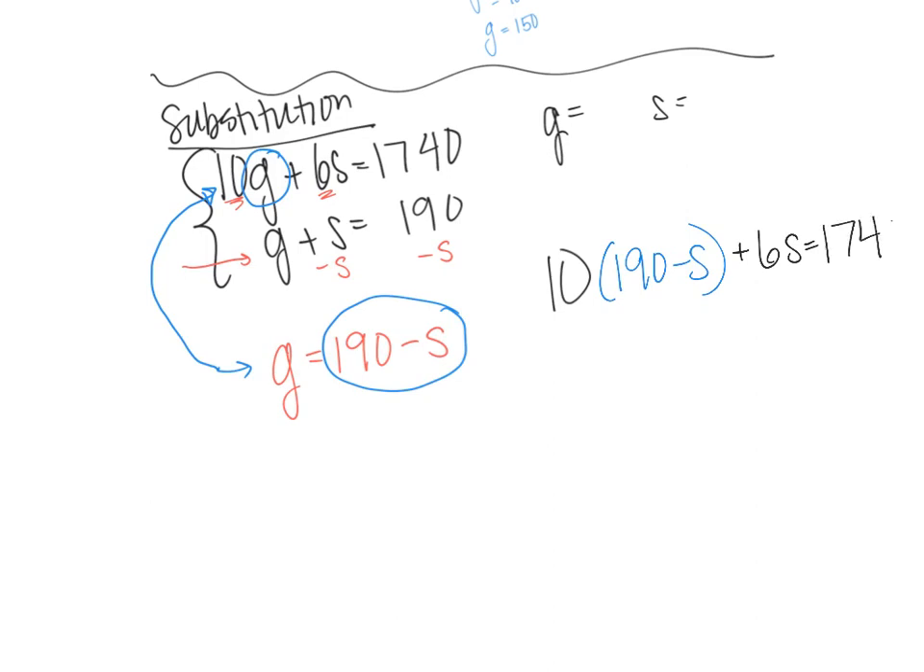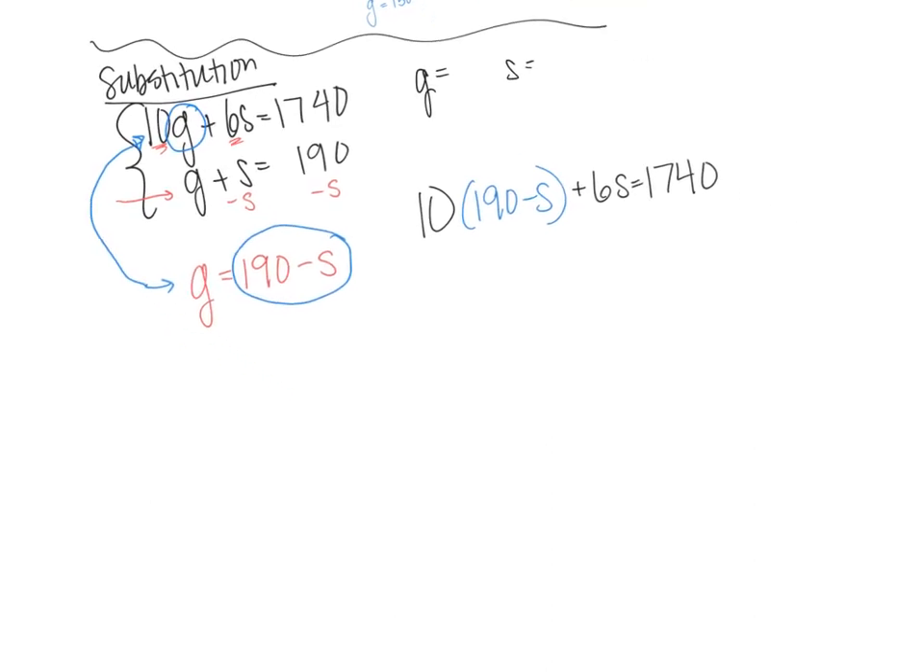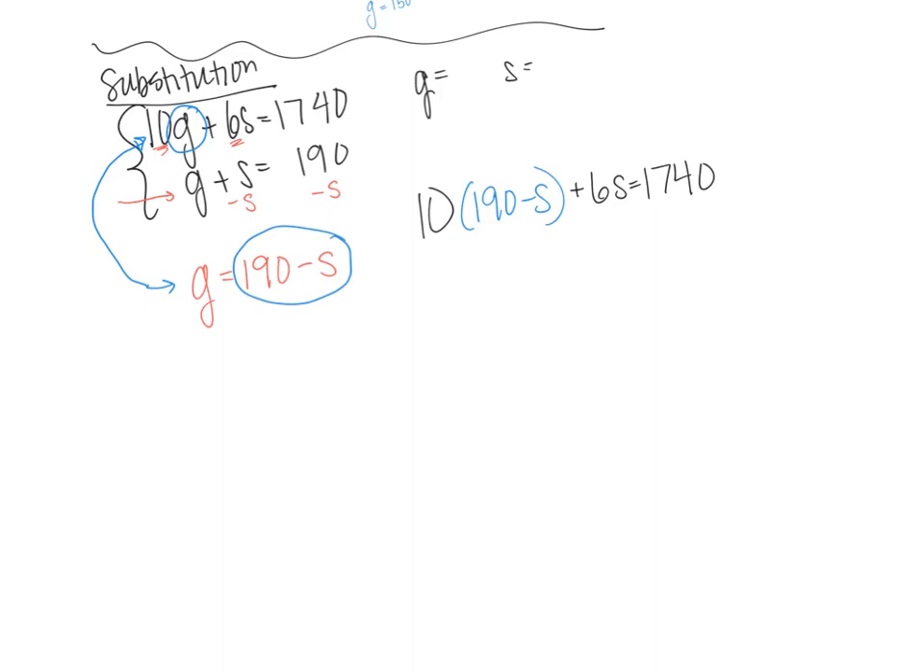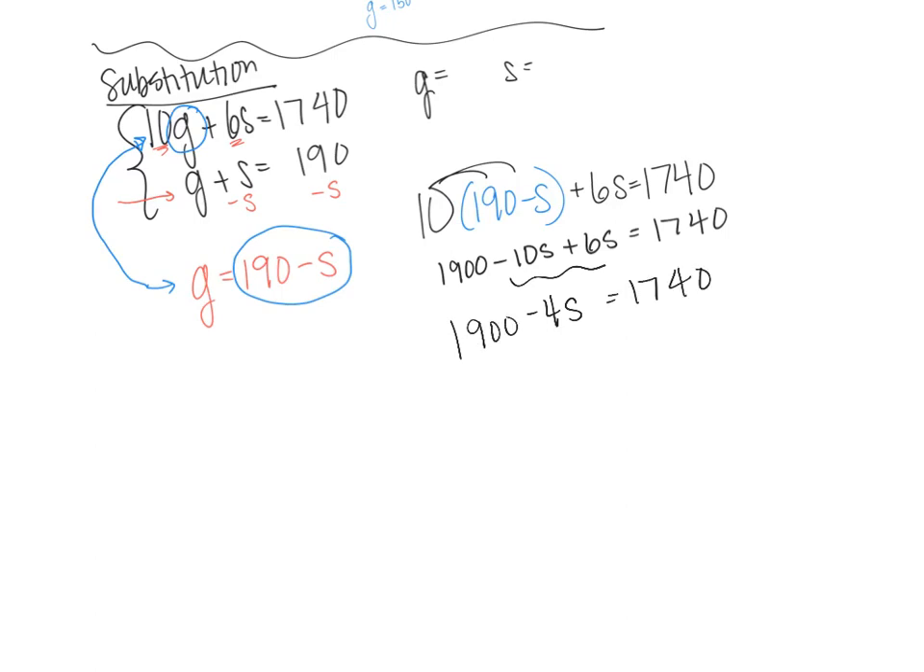But doing that substitution made it so I have an equation now that only has one variable. And so I solve it just like normal. Let's distribute the 10 through. That's going to be 1900 minus 10S plus 6S equals 1740. I can combine my S's together. That's going to be negative 4S. So I have 1900 minus 4S equals 1740.